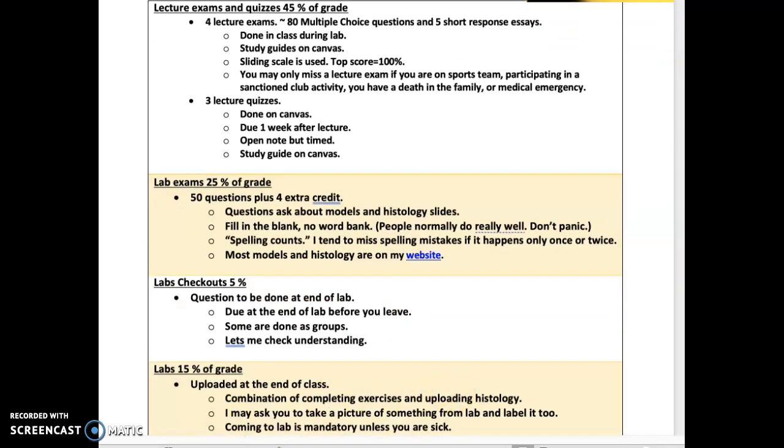Lab checkouts. This is basically your attendance grade. Questions that are done at the end of class. And I do them because I want to know if you understood something or not. On the first lab, when we used to have all face-to-face lecture and lab, I would have students line up and ask them about the histology slides. And I found out which ones I taught and which ones I didn't. So we'll do this uploading something, sometimes alone, sometimes in groups. But it's to see, did you understand it? And it lets me keep track, were you there or not?